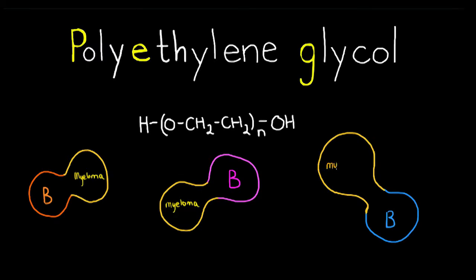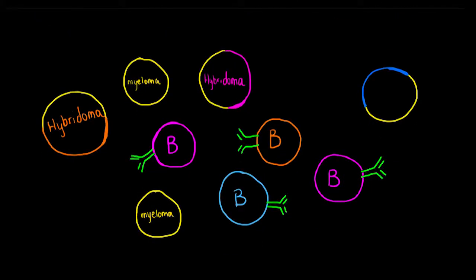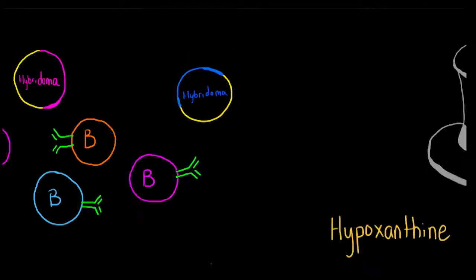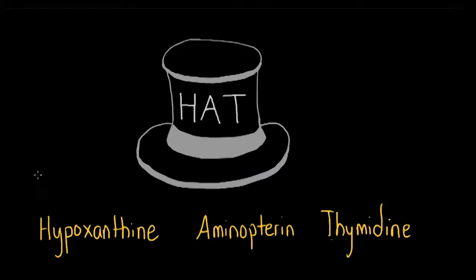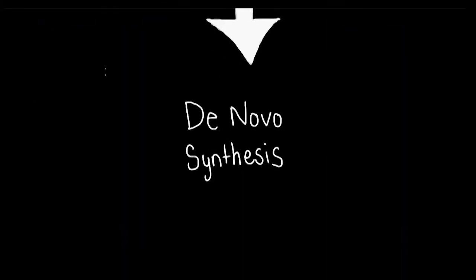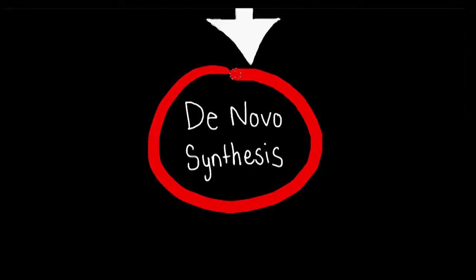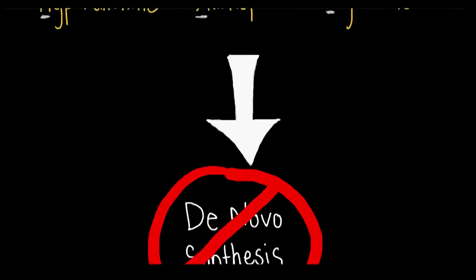Next, the plasma membranes of the B cells and the myeloma cells are fused together using polyethylene glycol, or PEG. Next, we select for hybridoma cells, which are B cells fused with myeloma cells, using HAT medium, which stands for hypoxanthine, aminopterin, and thymidine. Aminopterin blocks de novo synthesis of dGTP and dTTP, forcing cells to rely on the recycling pathways that depend on the enzyme HGPRT.